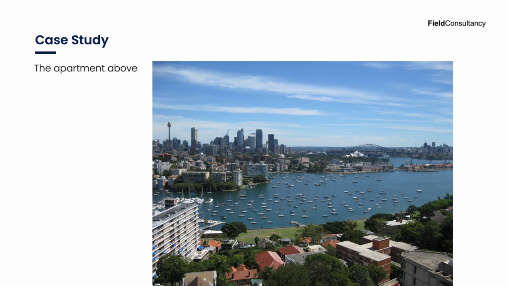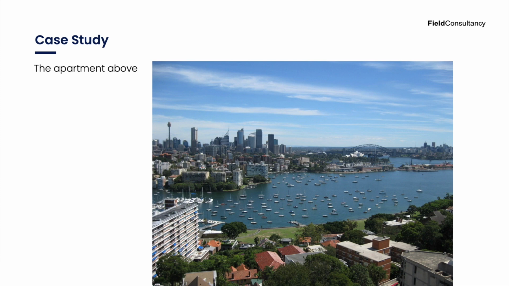So in this case study, the apartment above was being renovated and completely gutted and fitted out again. So the apartment owner below took the opportunity to approach the owner of the apartment above who was doing the renovations to request that they put some mitigation methods in place to control impact noise transmission into the apartment below.